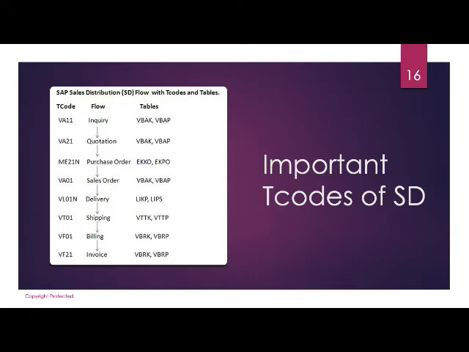You use a transaction code. The transaction code pulls the master data. Using that, you create a transaction, and the data from the transaction is stored in those tables. That's the way SAP works.